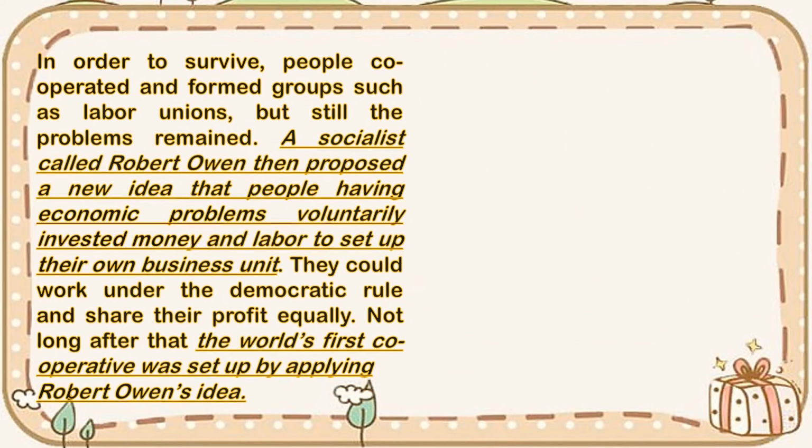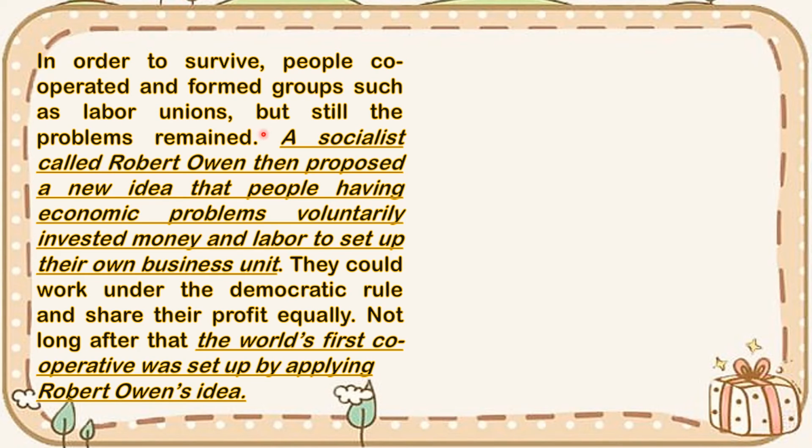Now, let's continue, class. In order to survive, people cooperated and formed groups such as labor unions, but still the problems remained. Class, do you know the meaning of labor unions? When you say labor unions, class, they make a plan of talking to the owner of the company about what they would like to happen because they lost their jobs or became unemployed. But even if they did so, still problems remain.